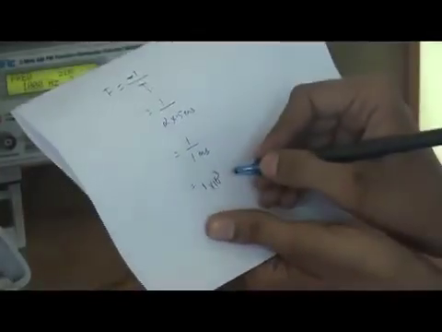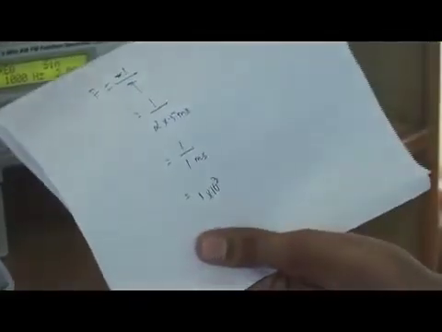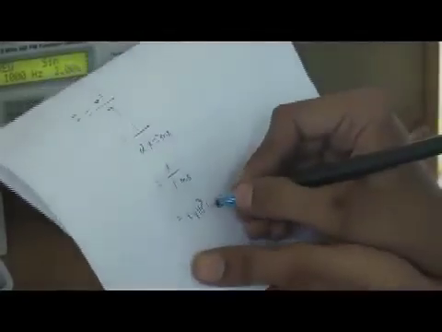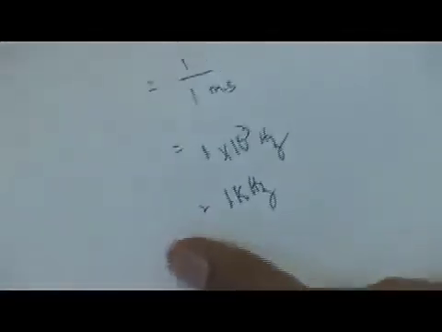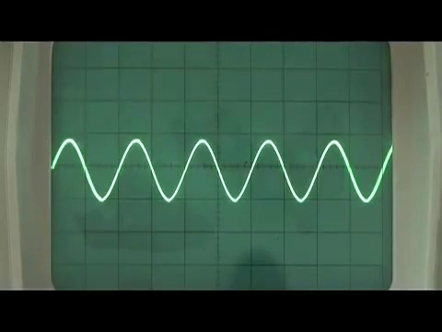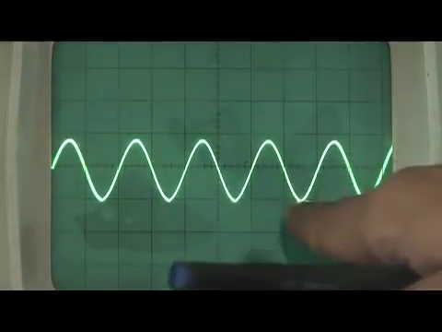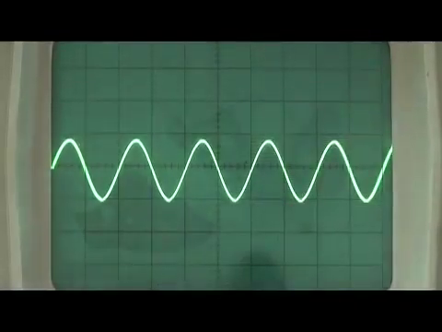This is 1 by second, which we know is the unit of hertz, so it becomes Hz. So 1 into 10 to the power 3 means 1 kilohertz, or you can say 1000 hertz. What are we giving? 1000 hertz. From the function generator we are giving 1000 hertz, and we are getting a signal of frequency 1000 hertz.